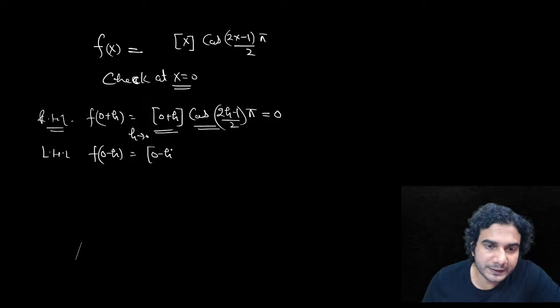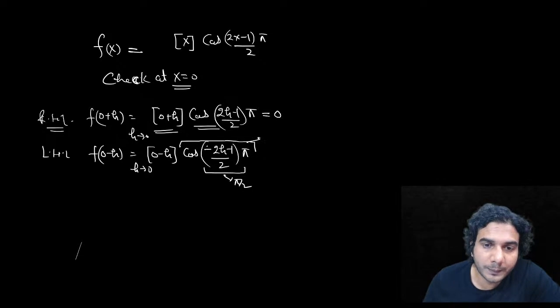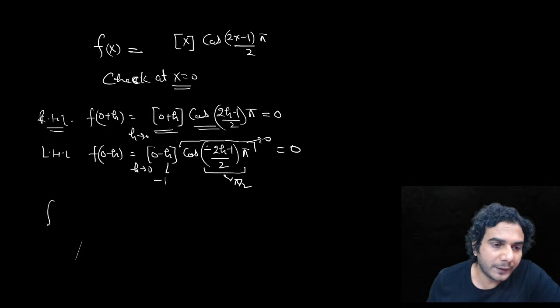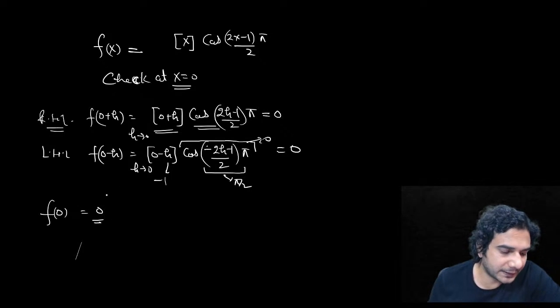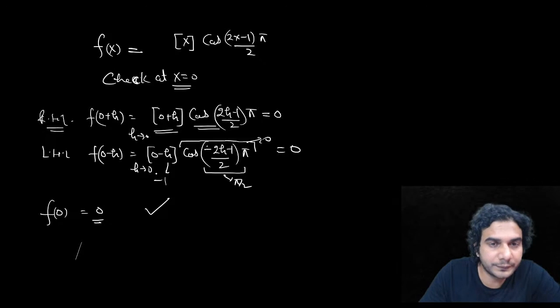So this time the greatest integer will not be 0, but cos of (minus 2h minus 1) divided by 2 into pi. This angle is approaching pi by 2, so cos of pi by 2 will approach 0. This is minus 1. So minus 1 into 0 is 0 only, right? And if you check the value of the function f of 0, that is going to be 0 only, right? Exact 0. So this function is a continuous function. Good. Easy.